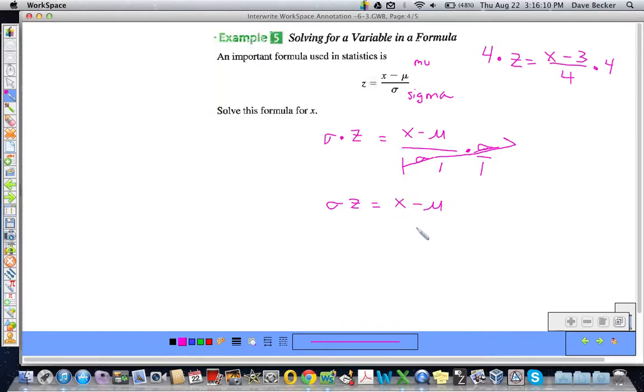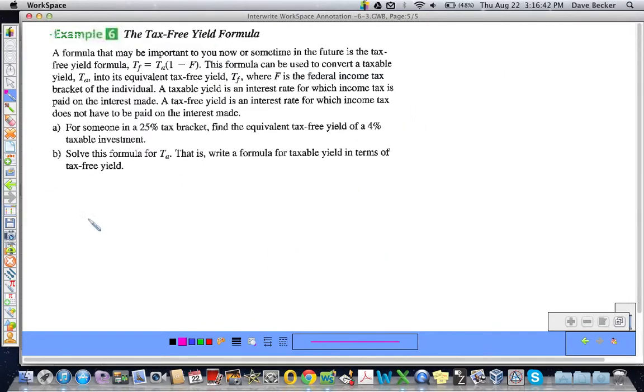And I'm solving for x, and now all I have to do is move the mu over to this side of the equation. So I'm going to add mu to both sides, and I end up with sigma z plus mu is equal to x, and I have solved the formula for x. Kapow! Nice. Okay, and I think there is only one more example.